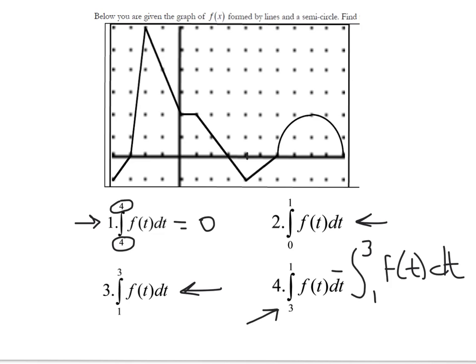Now I'm going to use my graph to determine the area under the curve from 1, so here's 1, 2, 3. 1, 2, 3. Well, we can see this is a triangle, so the answer is going to be negative 1/2 the base times the height. Well, the base is 2, and the height is 2, so half of 4 is 2, negative 2. So the value of that integral would be negative 2.